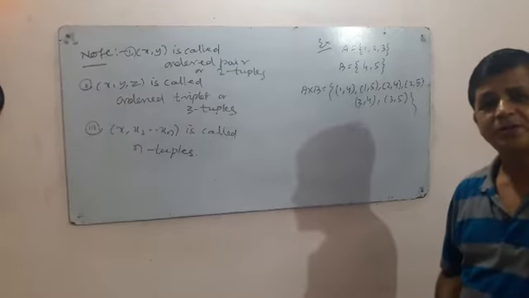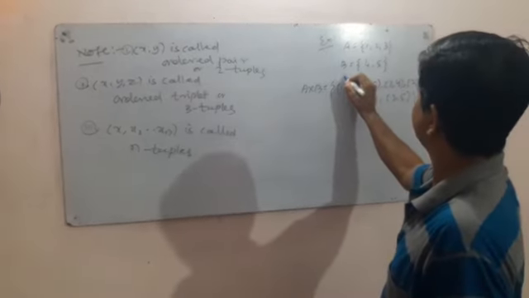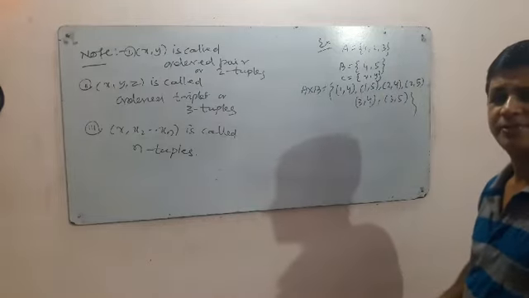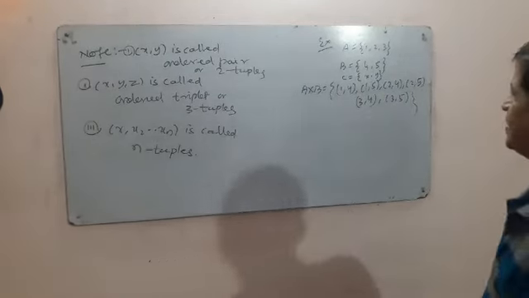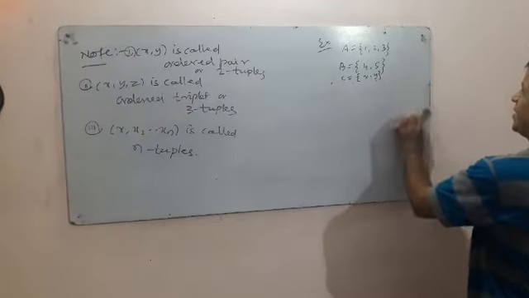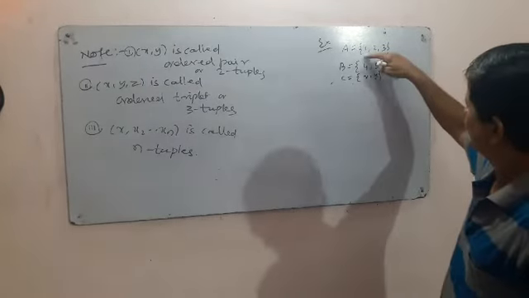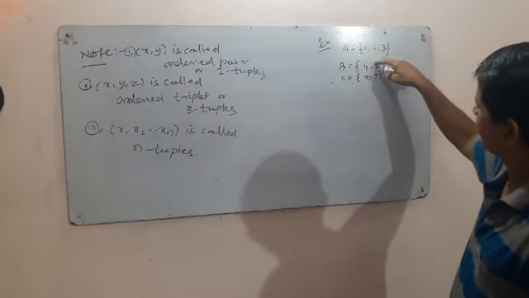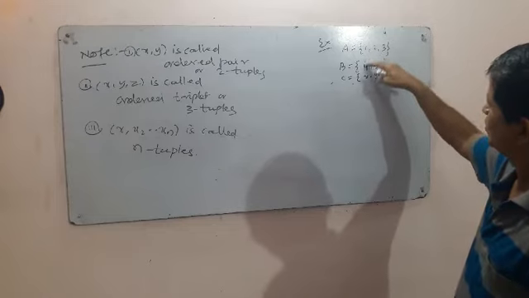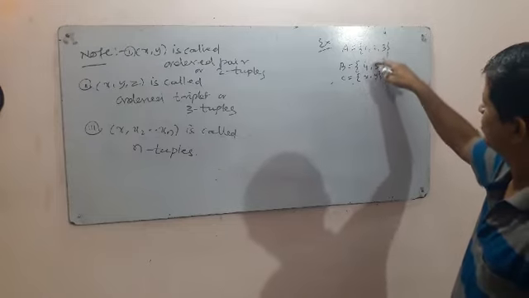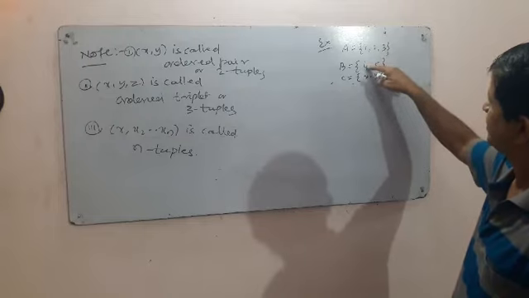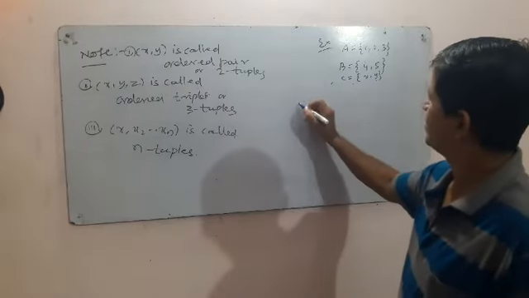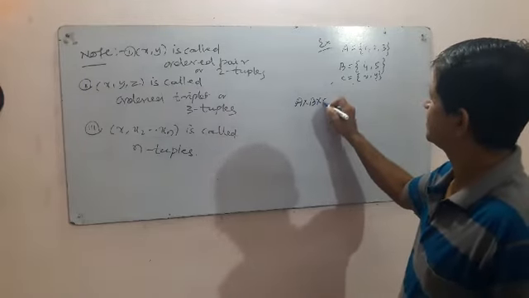Now, how to find the product of three sets? Let us take C containing the elements x, y. Then how to find A cross B cross C? Look at how to find it: (1,4,x), (1,4,y), (1,5,x), (1,5,y), (2,4,x), (2,4,y), (2,5,x), (2,5,y), (3,4,x), (3,4,y), (3,5,x), (3,5,y), right? This is A cross B cross C.